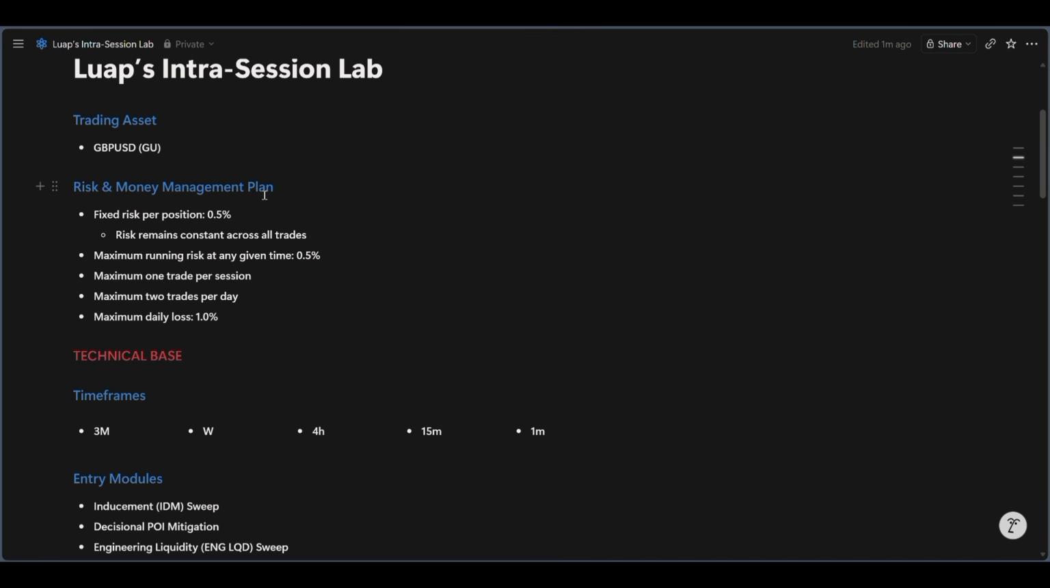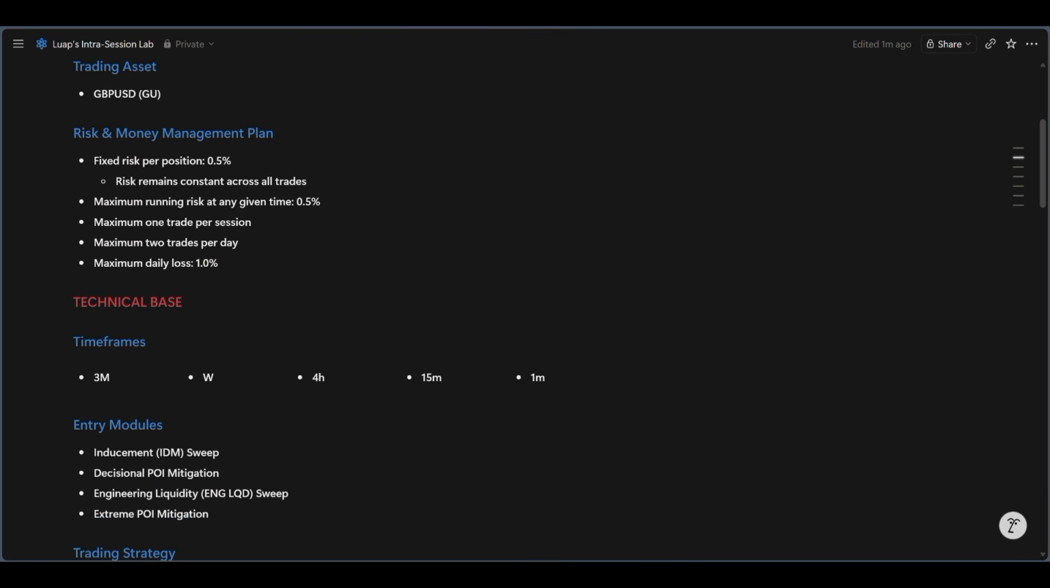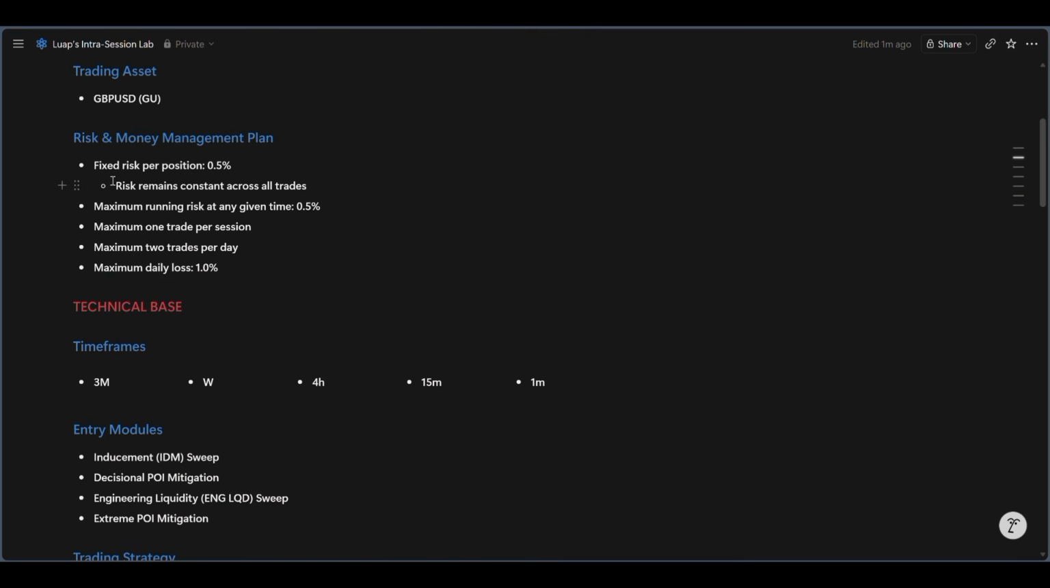Next is the risk and money management plan. As you can clearly see here, I have a fixed risk per position that is 0.5%. All of these are just rules to protect my capital and make sure that I survive for a long time, for my edge to prove itself. And risk remains constant across all trades. Each and every trade I take, I usually risk 0.5% on that trade.